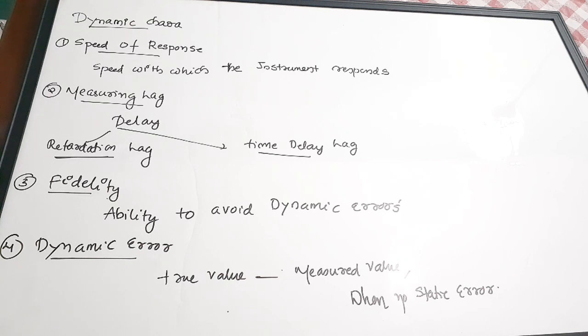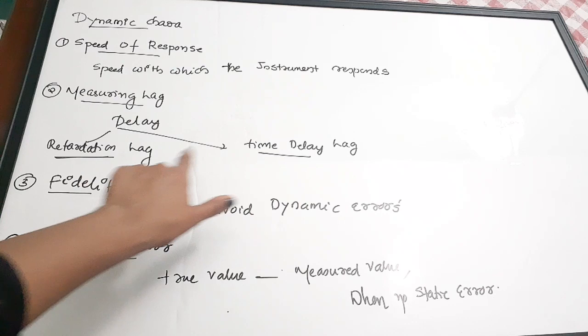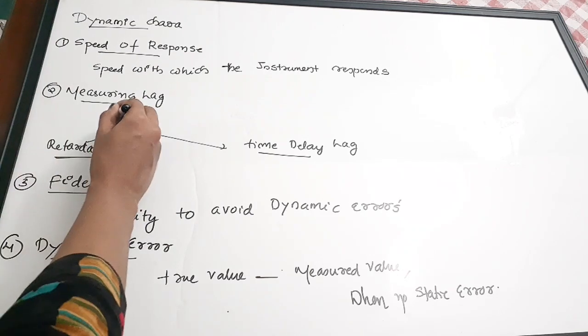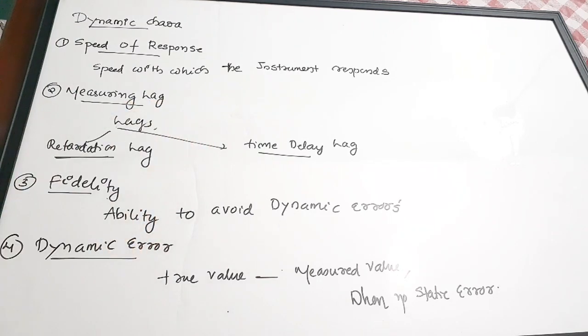The second one is measuring lag. Measuring lag means the delay in the response. So the opposite of speed of response is lag, which is the delay in the response. And there are two types of lags: retardation lag and time delay lag. So the lags are of two types, retardation lag and time delay lag.